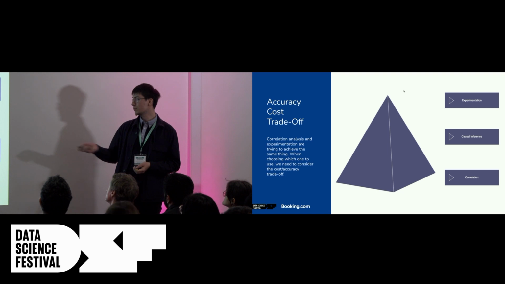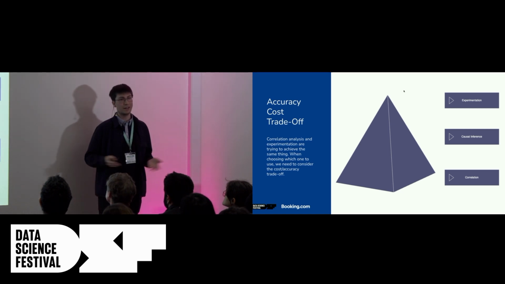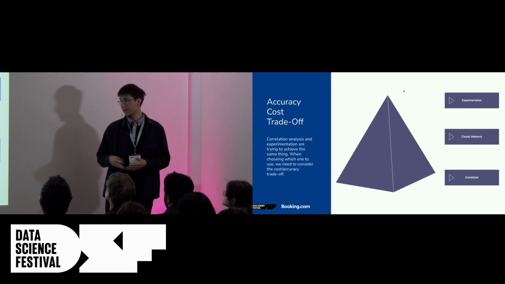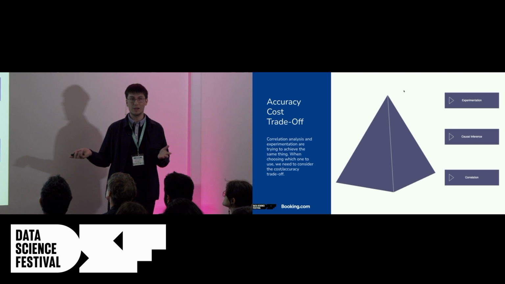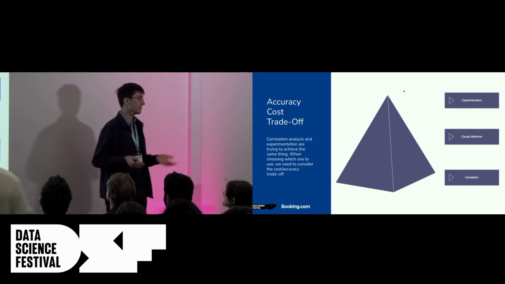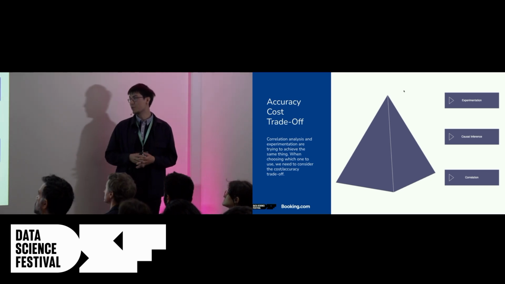Then on the bottom, we have correlation analysis. So let's say this is just a simple exploratory data analysis that includes some heat maps, contingency tables, and so on. And it is very cheap. Usually, most of the data scientists do that at the beginning of the project in order to get a sense of data and in order to navigate the project roadmap.